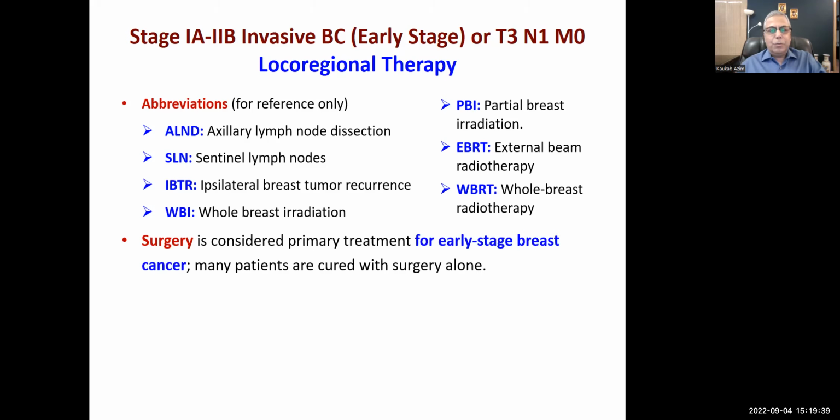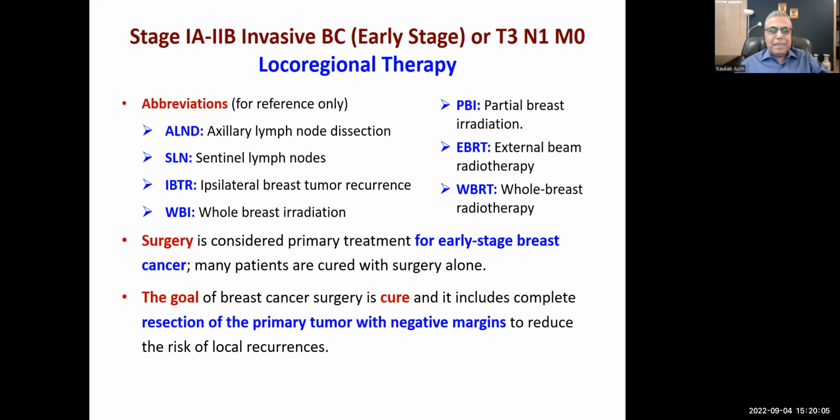Surgery is considered to be primary treatment for early stage breast cancer. All right, and many patients are cured just with surgery. Now, there is a combination of surgery and chemotherapy. Sometimes you give chemotherapy before surgery, and sometimes you give it after surgery, right? And they all have their own benefits and advantages and objectives.